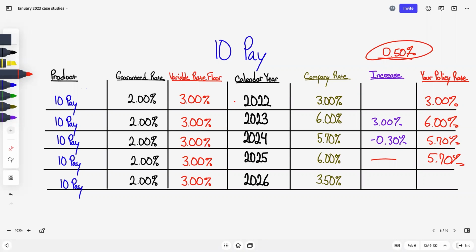And then if in 2026, the rate dropped to 3.5%, what would happen here? You would be at 3.5%. Still not at your floor, but you are going all the way down to what the company's rate is. If it went down to 2.5%, then your rate would be 3%, being the variable loan rate floor. Very easy to follow, right?